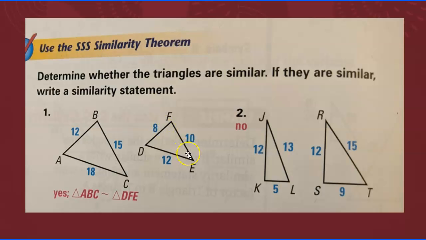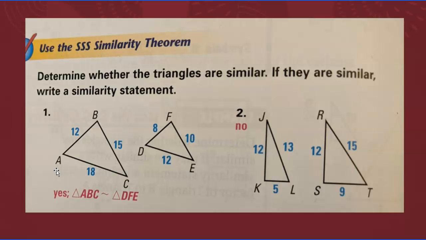Then I'm going to do 10 over 15. And I'm going to have 2/3 with that one. And 12 over 18 is also going to give me 2/3. So yes, these guys are similar. Now, if you go through and you do the work, then you'll see how it comes to be.